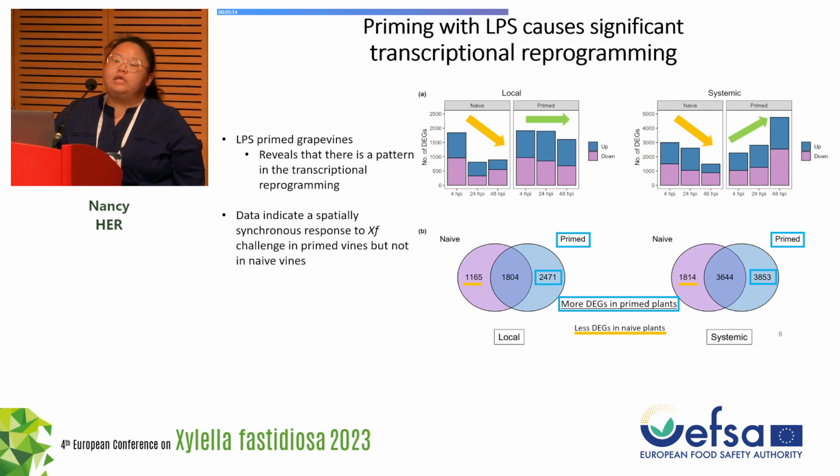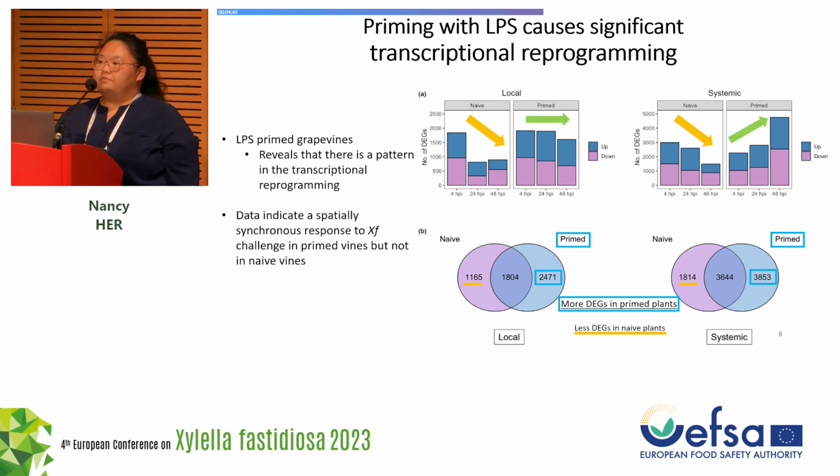So we were interested in whether there was any transcriptional reprogramming in the plants, and indeed, priming with LPS does cause significant transcriptional reprogramming in the LPS primed vines. It revealed some patterns: in the local petioles, in the naive plants there is a decrease of DEGs throughout time, whereas in the primed plants you see a steady expression of DEGs. In the systemic petioles, in the naive plants there's a decrease of DEGs throughout time, and in the primed plants you can see an increase of DEGs.